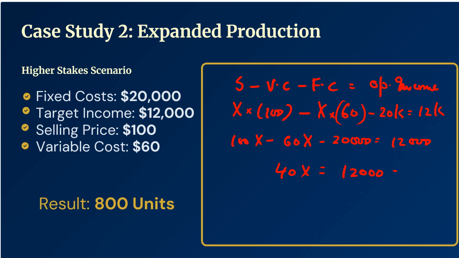When it goes to the right hand side, it becomes plus 20,000. So you have 40x is equal to 32,000. And x will be equal to, since 40 is getting multiplied, there it will get divided, 32,000 divided by 40. So 4 8s are 32, 800 units. That means if you need a higher target income of 12,000, you have to sell at least 800 units in order to get an operating income of 12,000.